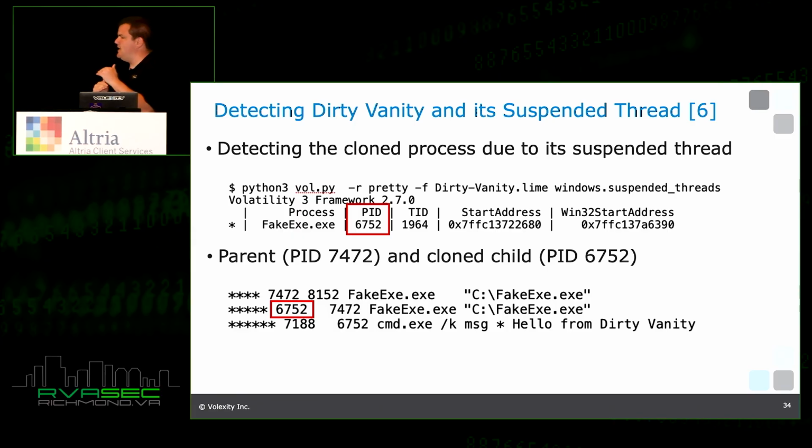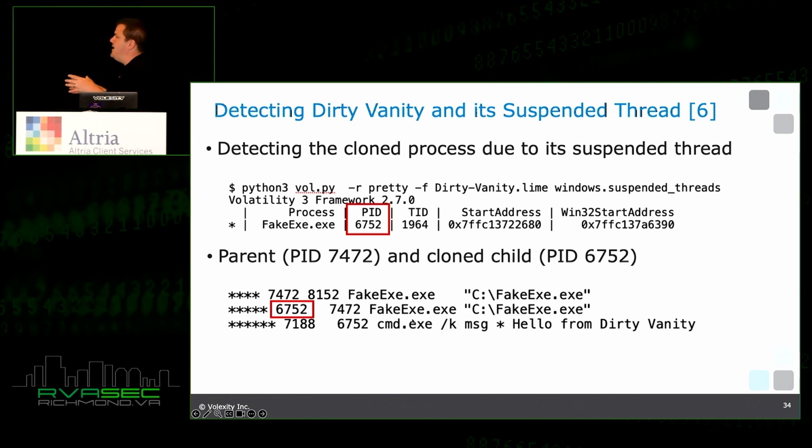So Windows doesn't have true forking or cloning if you're used to Linux, but it has something that's close enough. What Dirty Vanity does, you can see down here at the bottom: the original malware, called fake.exe if you just compile their GitHub project, is running, and then it creates a copy of itself. This is the PS tree plugin showing you the parent-child process tree.